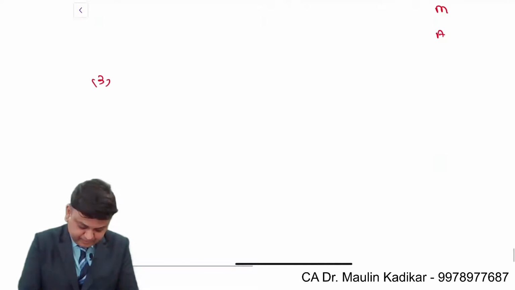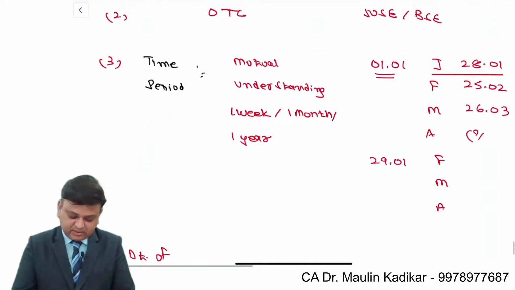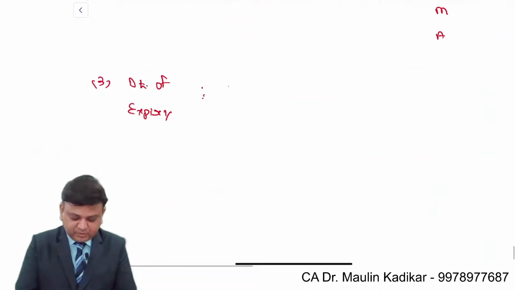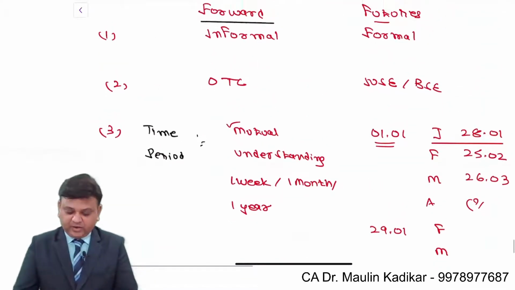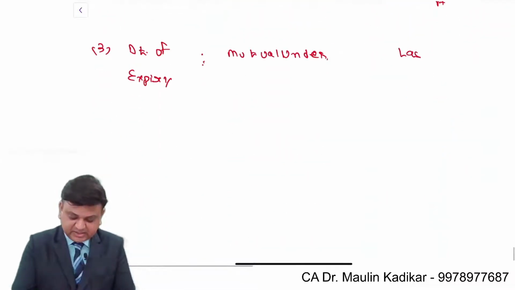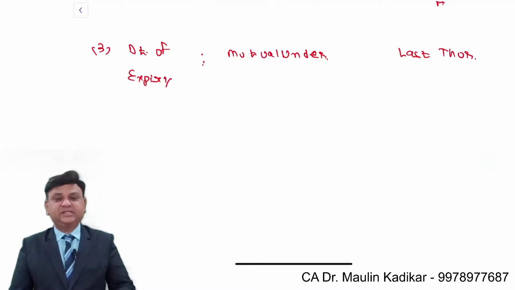Third, date of expiry. Over here, again, it is the mutual understanding. Whatever mutual understanding we have, based on that we can keep. Well, over here, as I just explained to you, it is the last Thursday of the respective month, and if it is a public holiday, then the preceding day. That is the date on which the futures contract will expire.